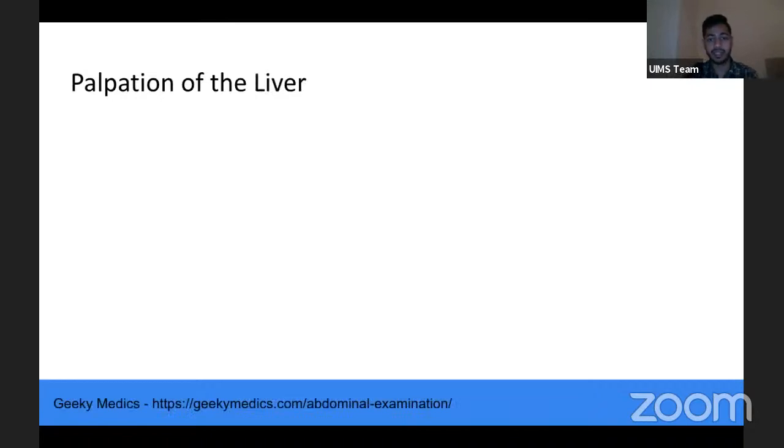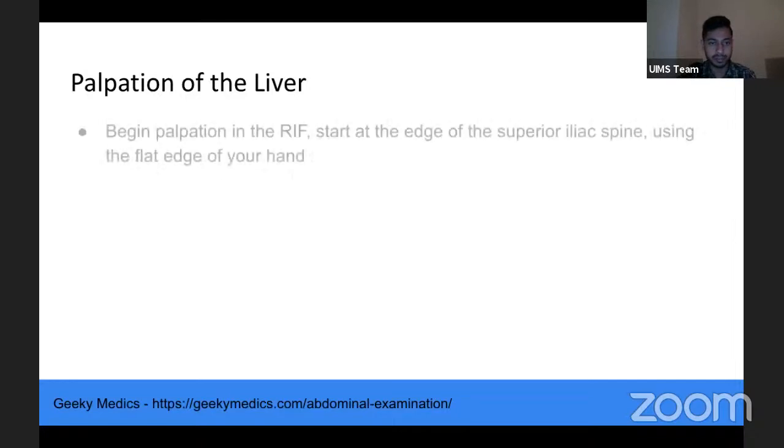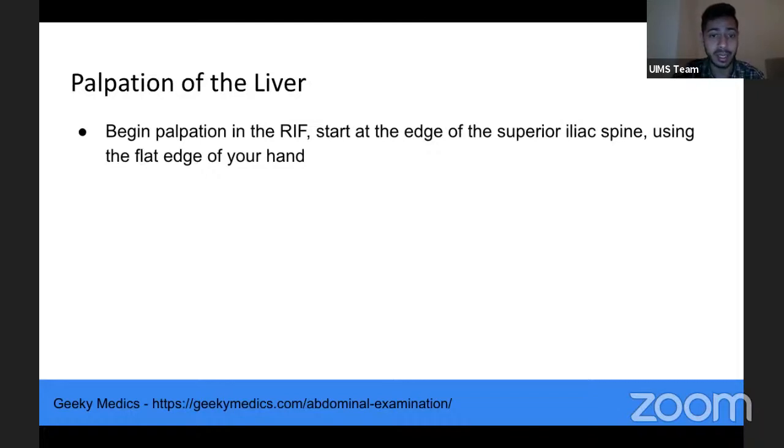All right, so palpation of the first organ. We'll start off with the liver. With the liver, we begin the palpation in the right iliac fossa, starting at the edge of the superior iliac spine, using the flat edge of our hand. The flat edge of our hand is basically the radial side of our hand. So using this side, if this is the abdomen, we're basically palpating the abdomen like this, with the radial edge of our hand.